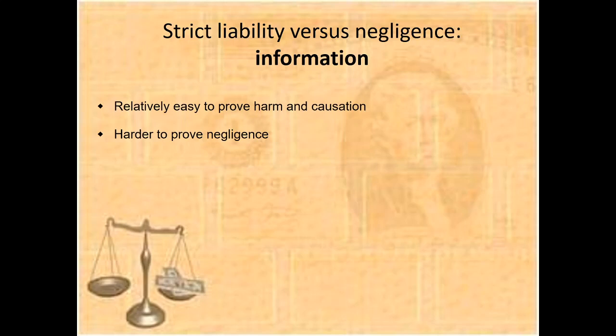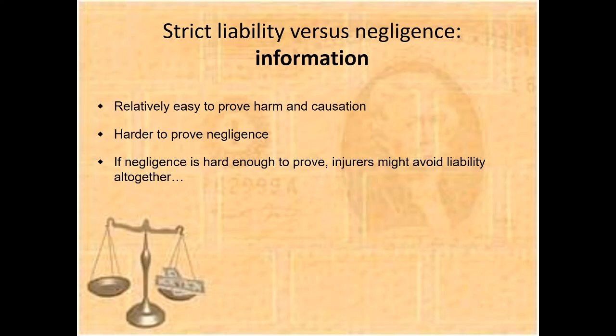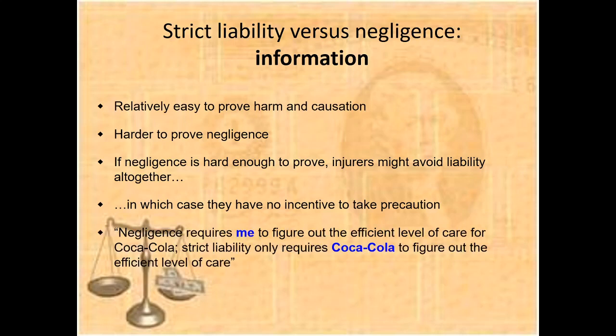But at the same time, if it is a negligence case, we have already mentioned this difficulty. Now it comes with a very different issue of proving it, because what is the level of care? If negligence is hard enough to prove, injurers might avoid liability altogether. This is an issue, in which case they have no incentive to take precaution. So negligence requires me to figure out the efficient level of care for Coca-Cola, while strict liability only requires Coca-Cola to figure out the efficient level of care. So these are two different issues. If it is my responsibility to prove that they are negligent, it is not only different, but difficult, literally impossible in that sense.